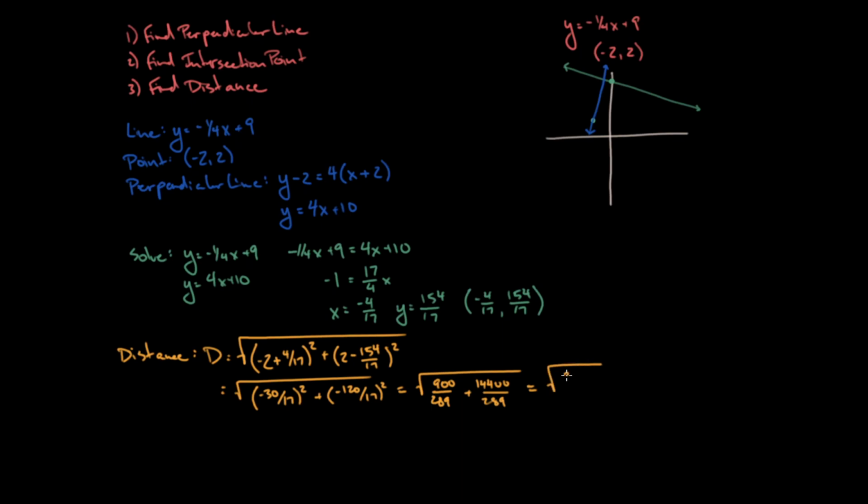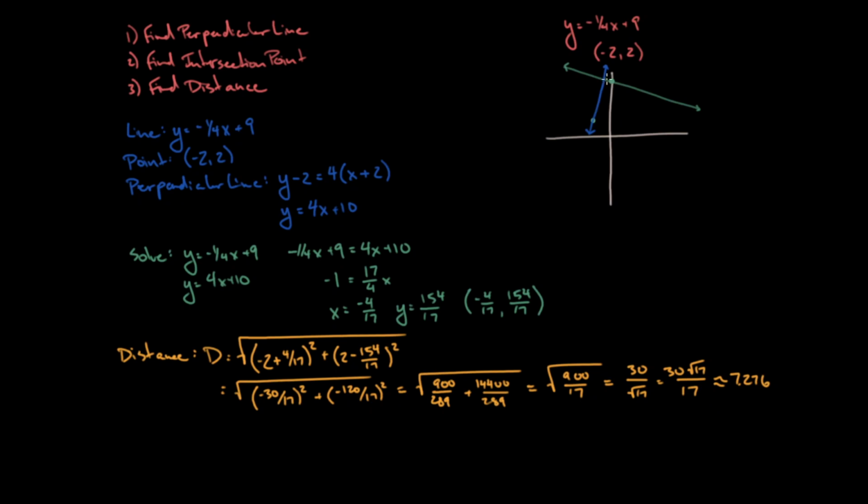The square root of 900 over 17, which I can then simplify. I can take the square root of 900, which is just 30 over root 17, but I'm going to rationalize this and get 30 root 17 over 17. And just for kicks, I'm going to see what this is roughly. It is roughly 7.276.